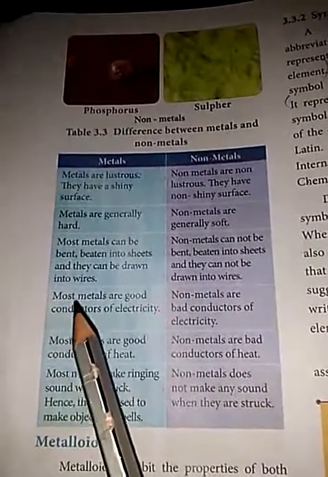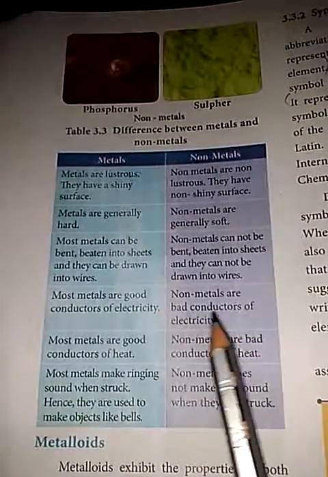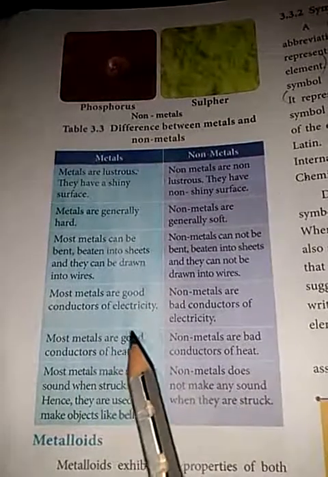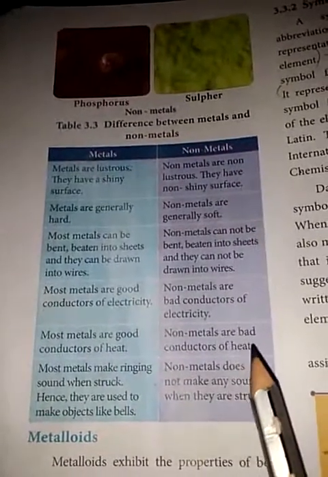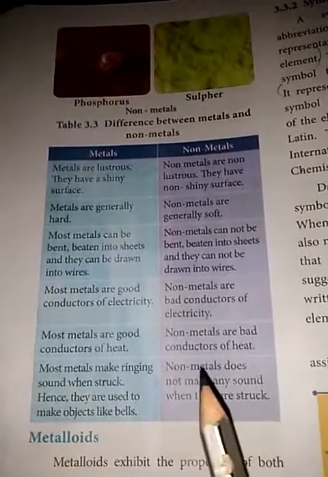Then most metals are good conductors of electricity, non-metals are bad conductors of electricity. Then most metals are good conductors of heat, the non-metals are bad conductors of heat. Okay students, most metals make a ringing sound. Non-metals do not.